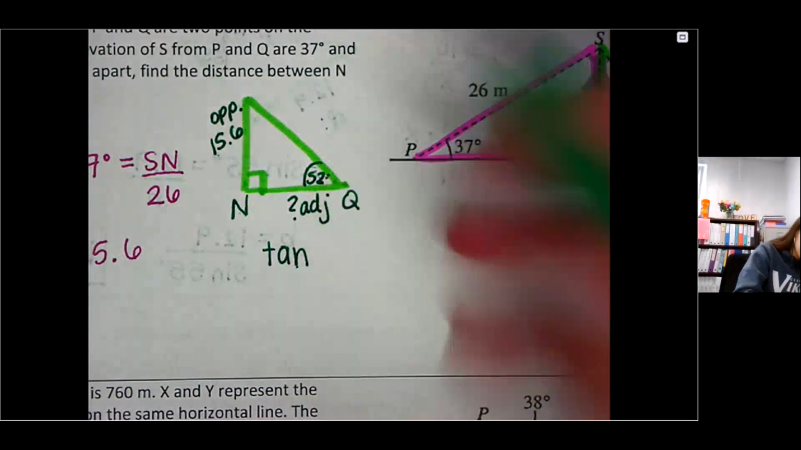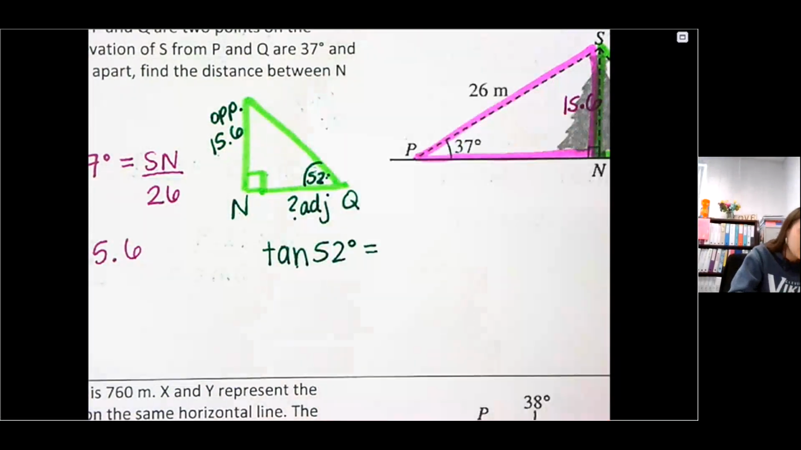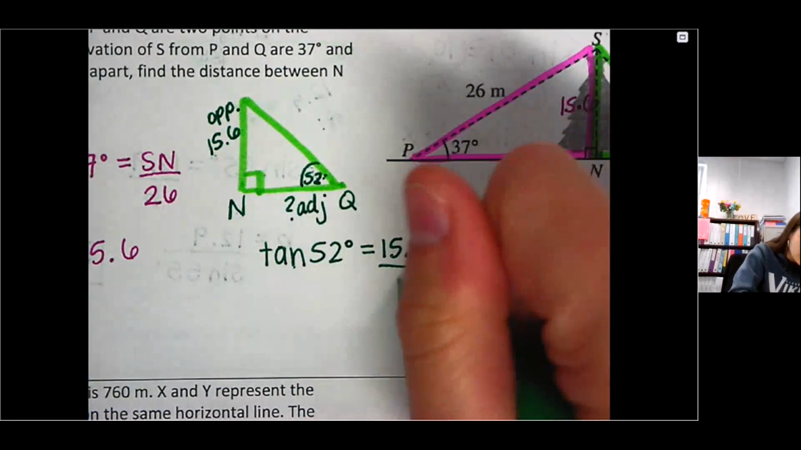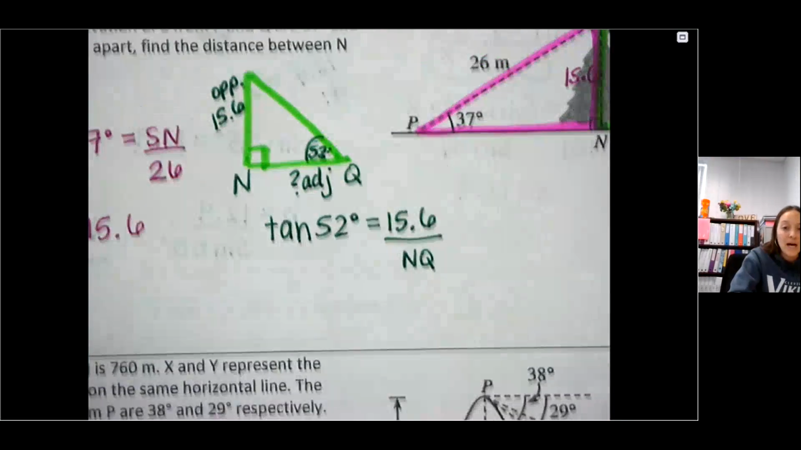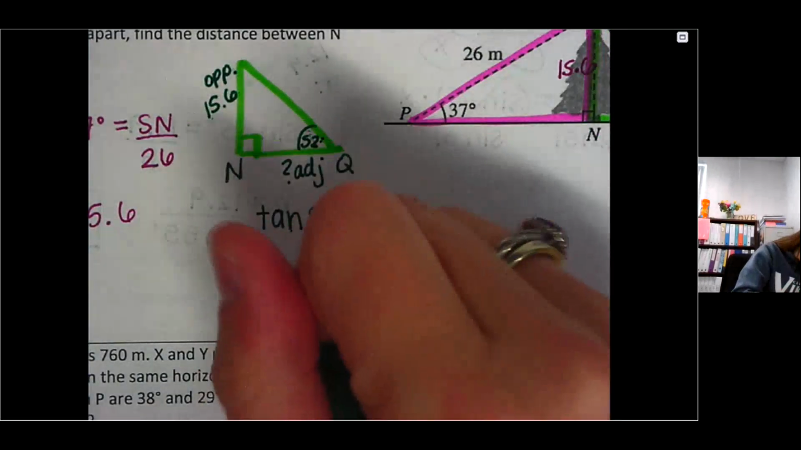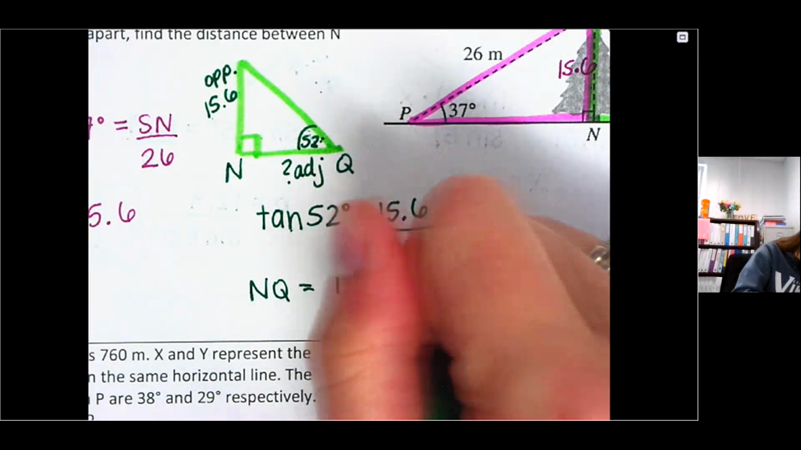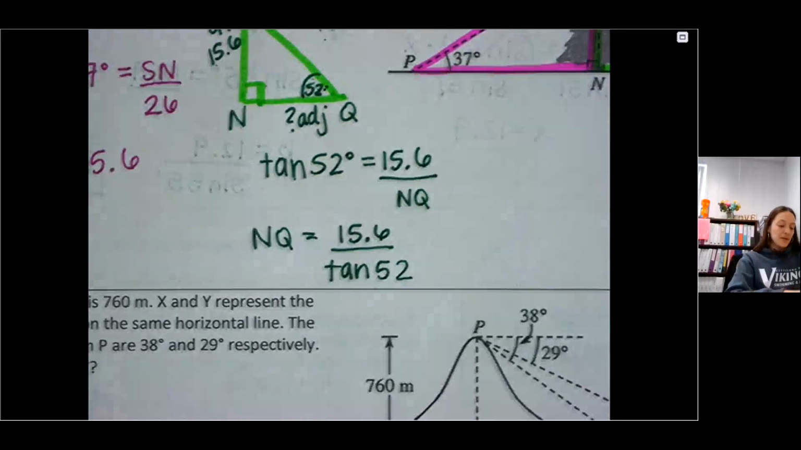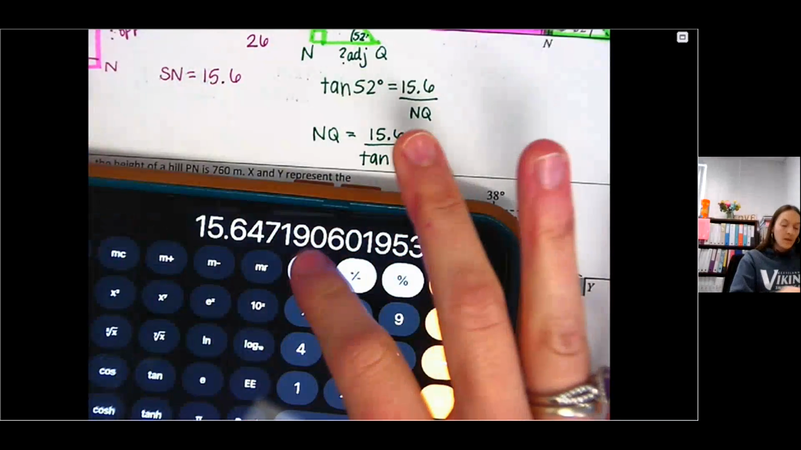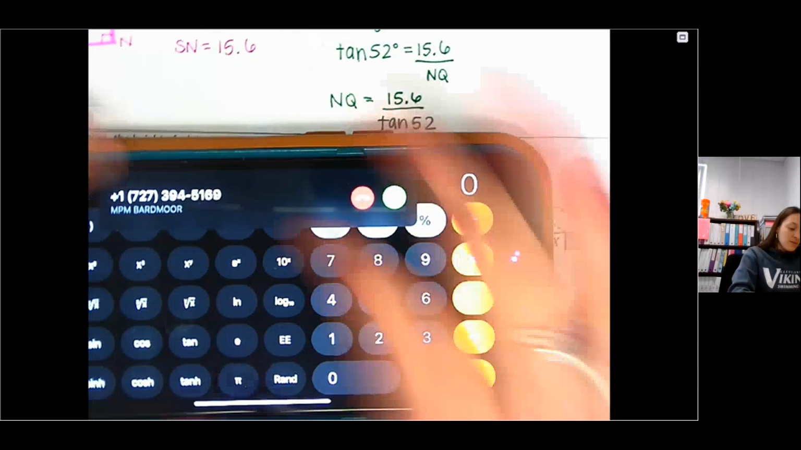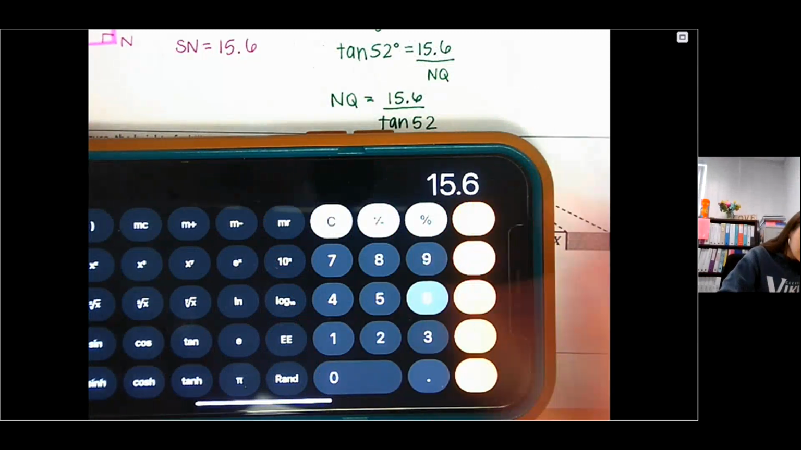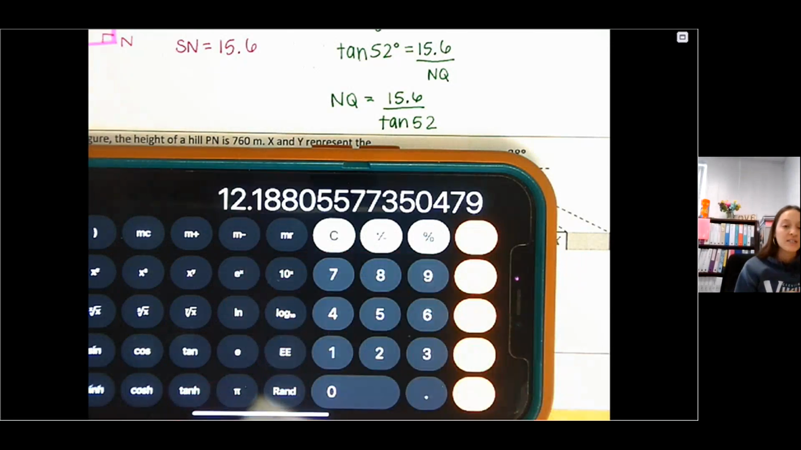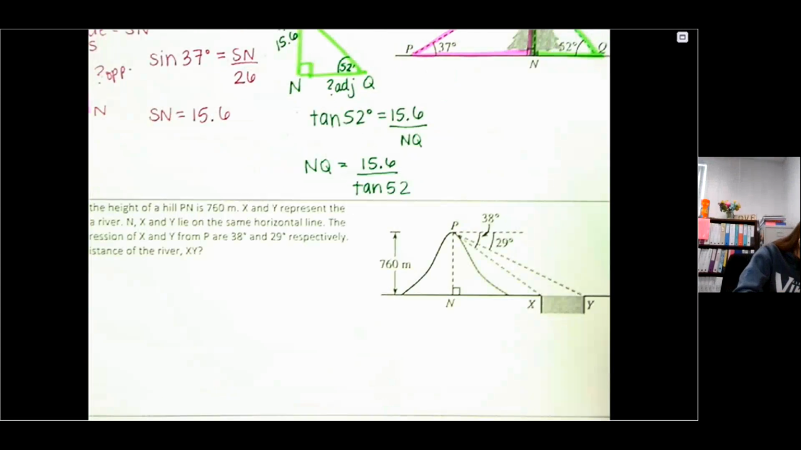So tan of my angle 52 equals opposite over adjacent. So 15.6 over the side I'm looking for, NQ. Now, because my variable is at the bottom, I'm going to have to divide these two numbers. So I'm going to do 15.6 divided by tan of 52. I'm going to plug it into my calculator, and whatever I get is going to be my final answer. So I plug it in as 15.6 divided by 52 tan equals. And my final answer is about 12.2 meters.